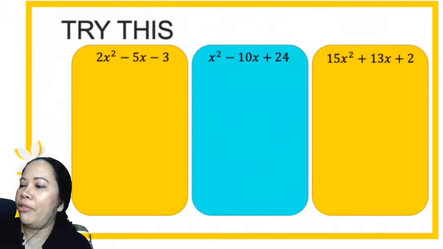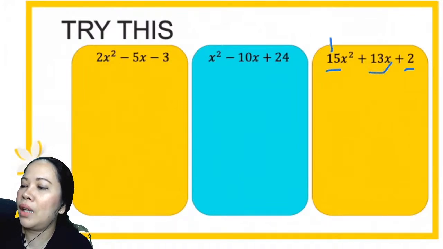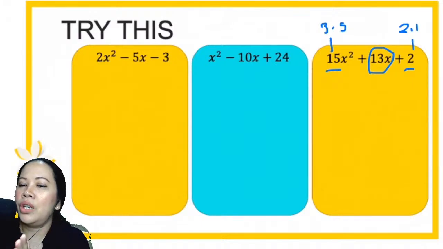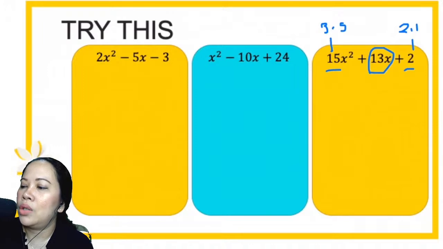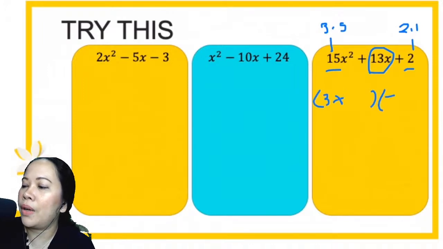So, halimbawa for the last one. So, eto, 15, tapos 2. So, for sure, dahil etong middle term mo is 13, which is a small number lang. So, for sure, yung 15 will have 3 times 5, and your 2 will be 2 times 1. How you position it will be based on the middle term. So, 15 is 3x times 5x.